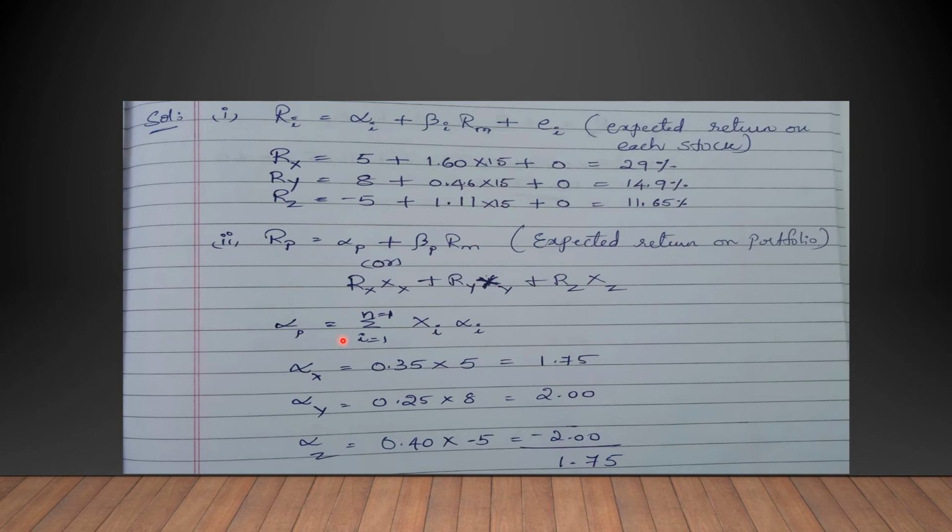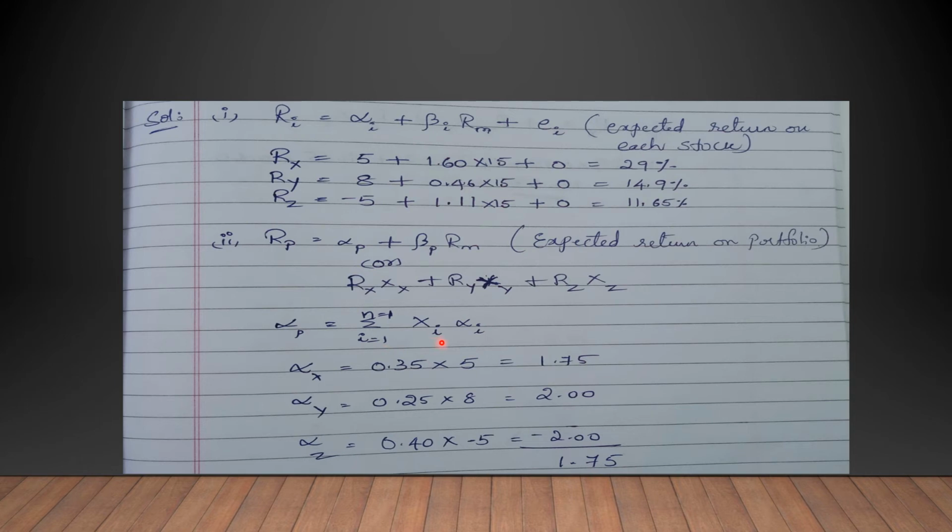So alpha P is nothing but, again, you have to take the summation, n equals 1, i equals 1, for each and every stock. If you are given 2 stocks, then you have to go for 2. If you are given 3 stocks, then it changes: n equals 1, n equals 2, n equals 3. Individually you have to do it.